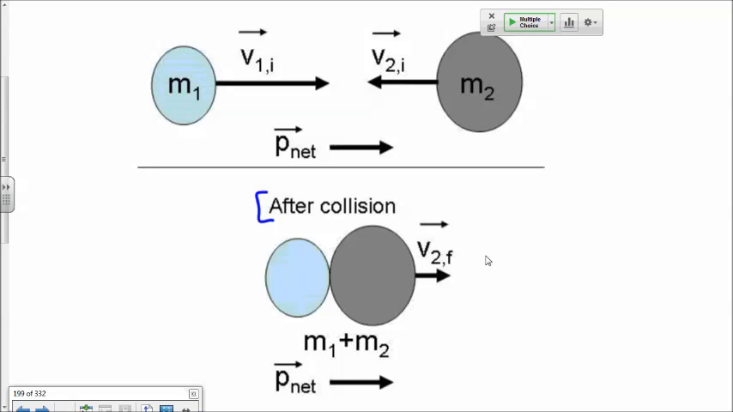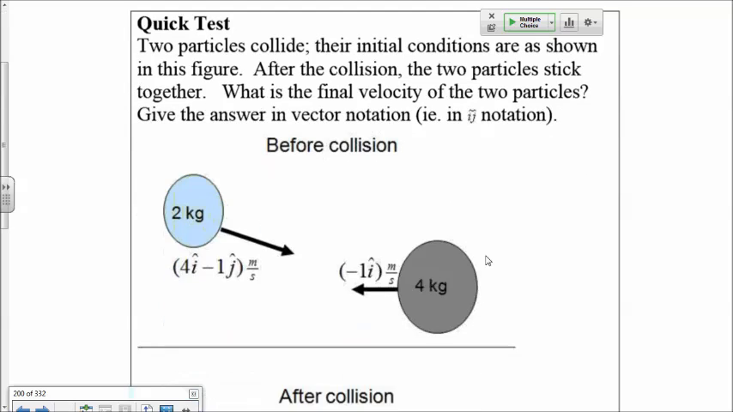These work out exactly the same way as we had before, the 2D collision problem that we had before, except now V2F is going to be the same for both particles. So it's actually quite a bit easier. Let's try this quick test. I'll give y'all just a minute.